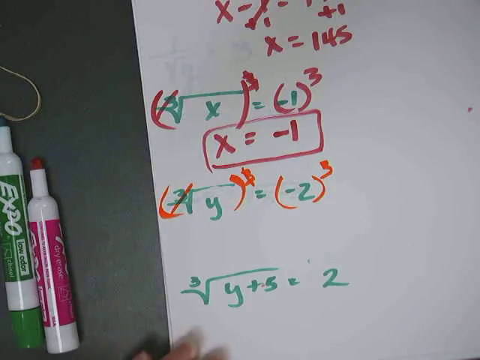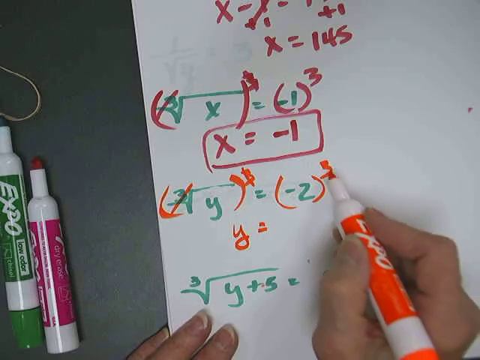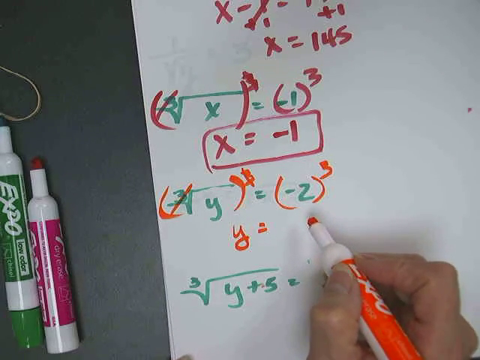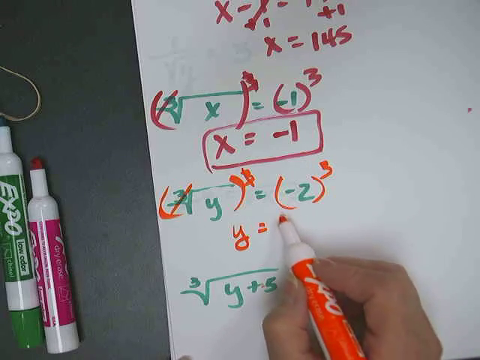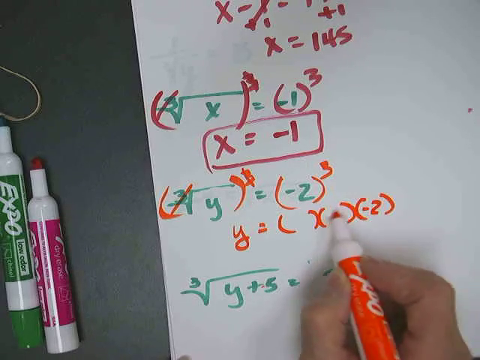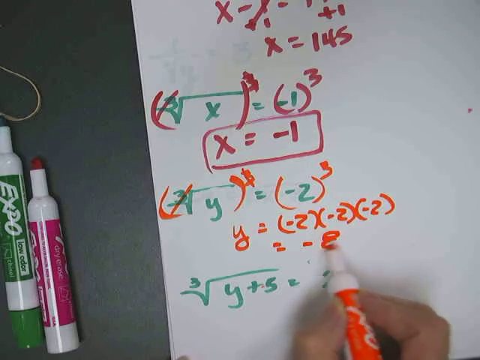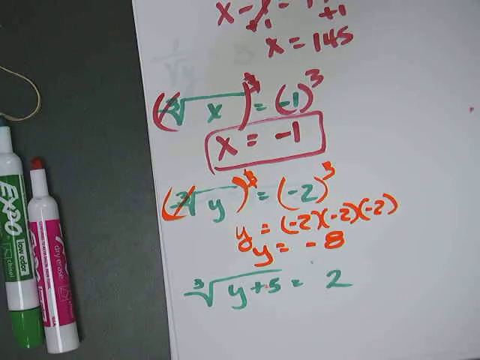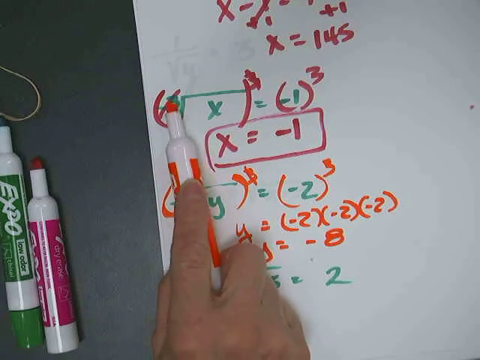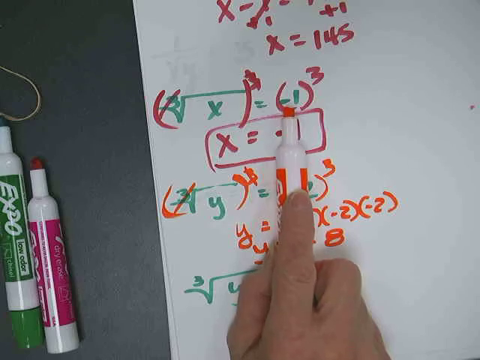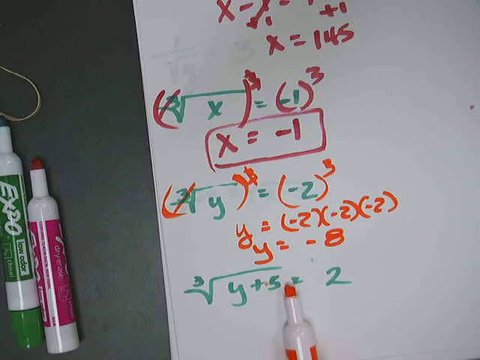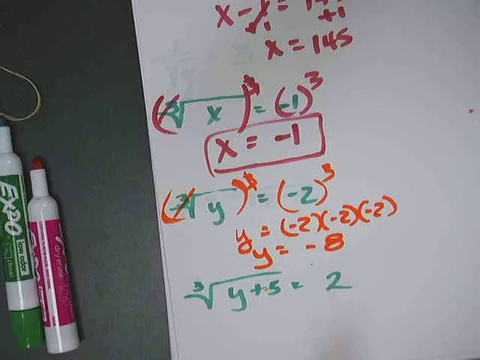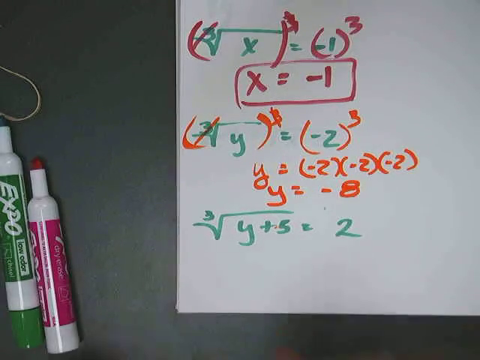Cube root of this, same thing, we need to cube both sides. That gets rid of the cube root. So that's y equals the cube of -2. That's -2 times -2 times -2, which is -8. A cube can be negative. If it says the square root of x is negative, then that's no solution. If it's a 2 or a 4, an even number, it can't be negative.